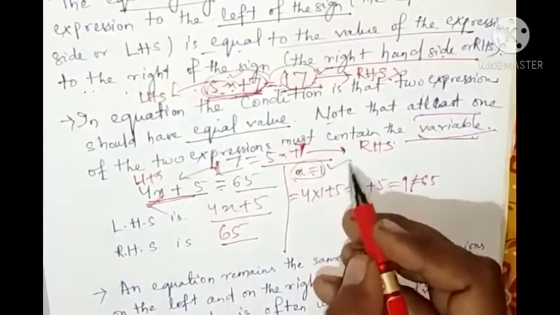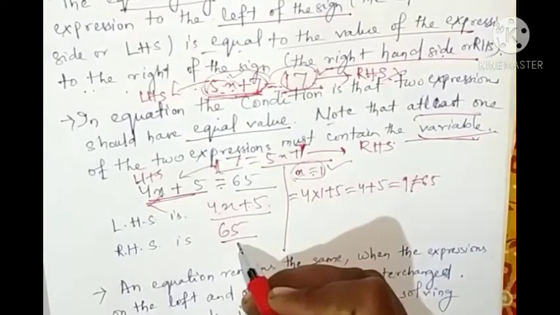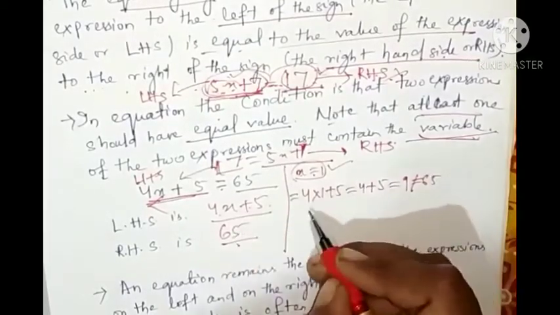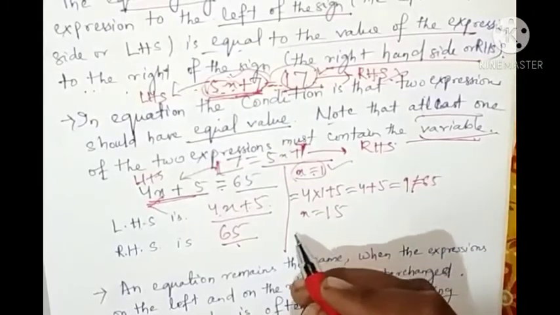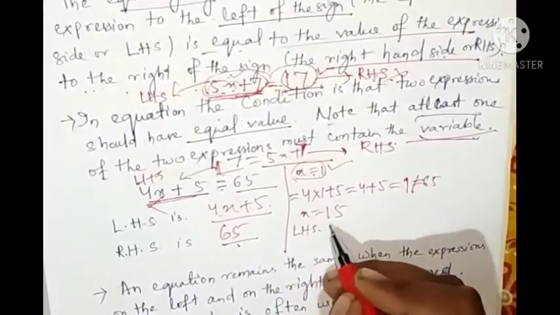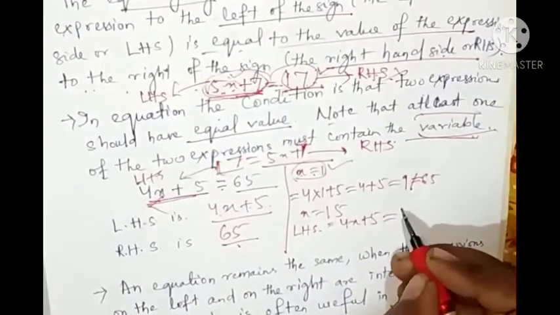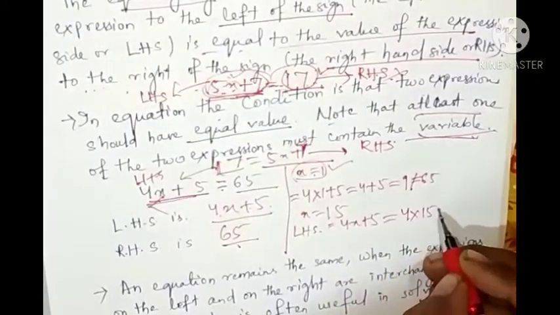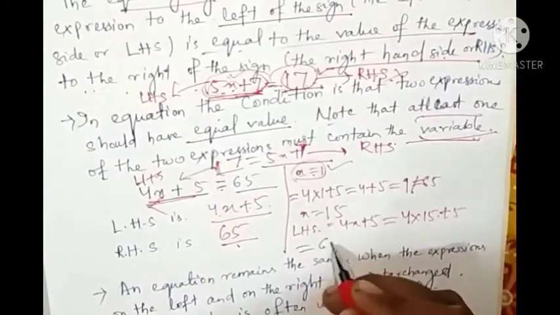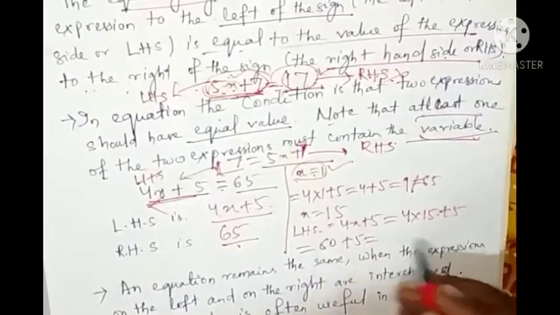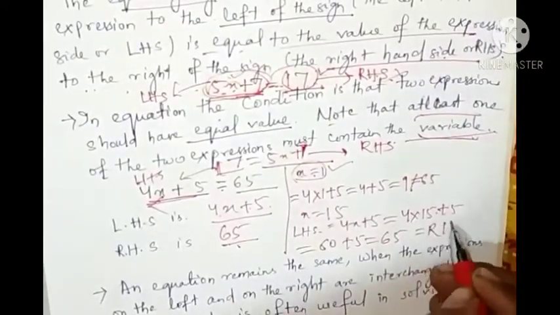Let's take x equal to 15. So LHS equal to 4x plus 5, which is 4 into 15 plus 5. 4 into 15 equal to how much? 60 plus 5 equal to how much? 65. Look, equal to RHS.